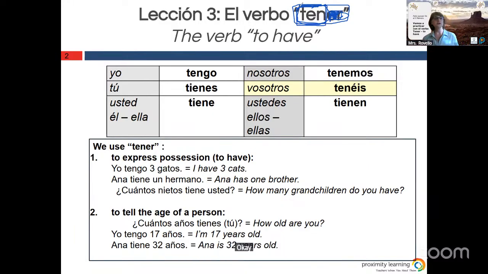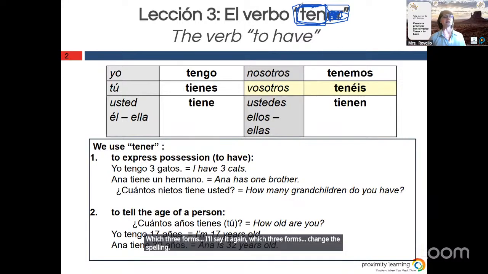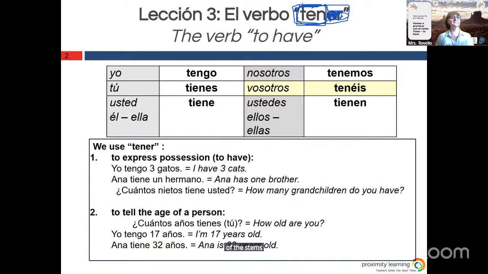So pop it in the chat or feel free to unmute. Which 3 forms, I'll say it again, which 3 forms change the spelling of the stems? Muy bien, Carlota. Be specific, because nosotros is plural also, right? So we need to be specific. Is my question clear? I need to hear from as many of you as possible, because we're learning a new pattern. Patterns are important. Let me give you an example.